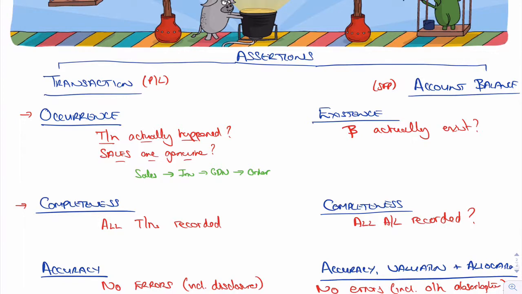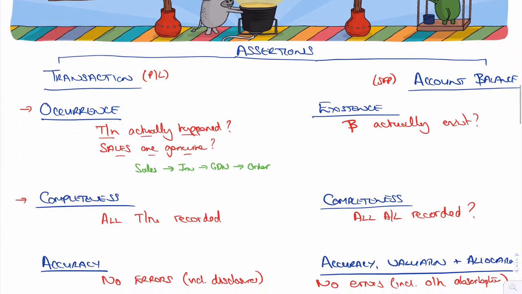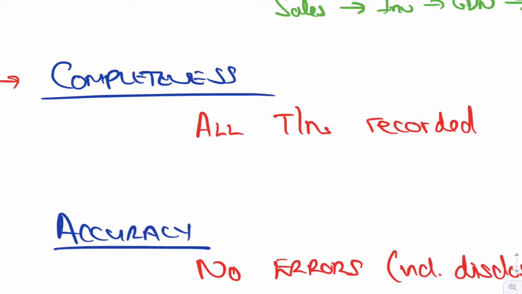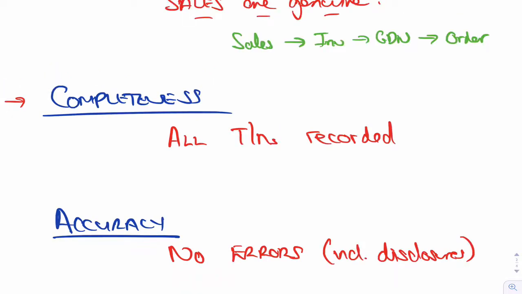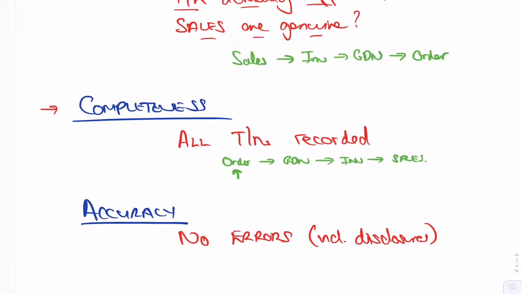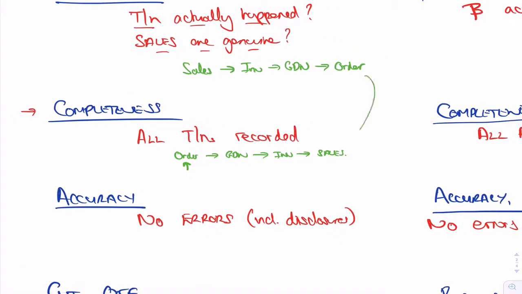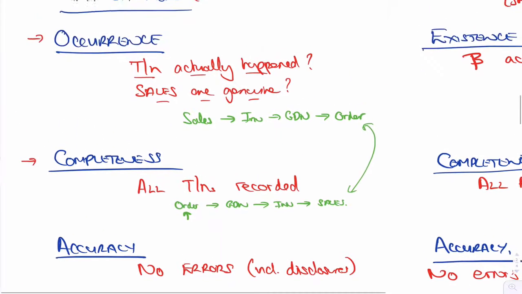The opposite of that is, are all the transactions recorded? So the completeness assertion, are they all recorded? And so here, from the order, then to the goods dispatch note, then to the invoice, and then to the sales nominal ledger. And that's just saying that we take a sample of orders, were they all in sales? So therefore, was sales complete? And can you see how these two are in a different direction?